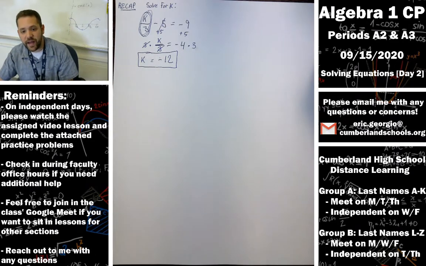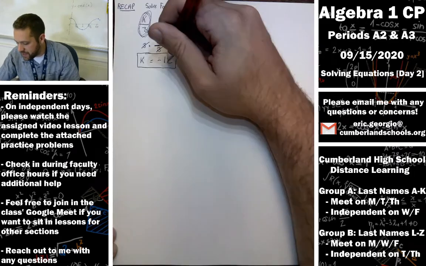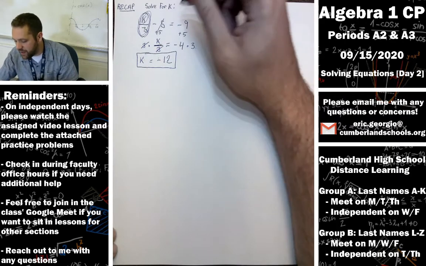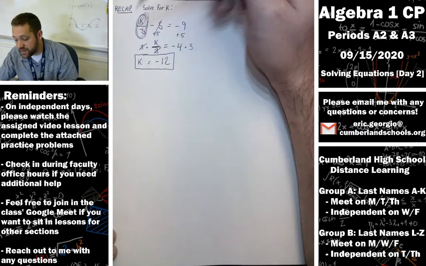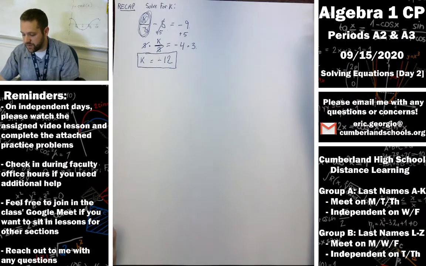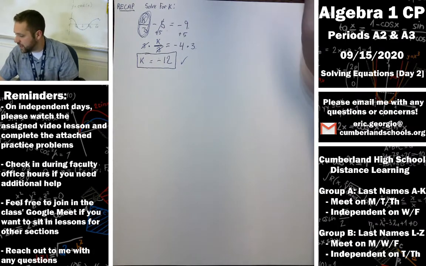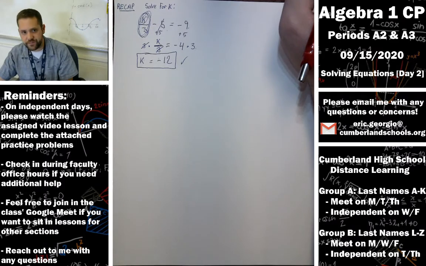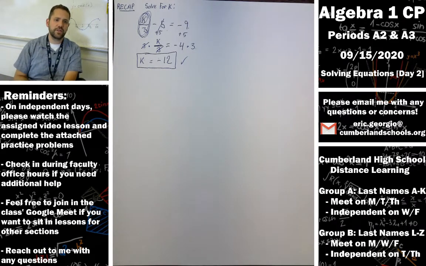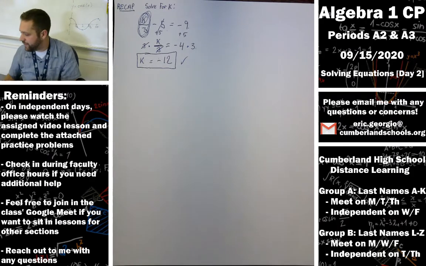And you could always go back and check your work if you need to. If you take negative 12 and plug it in for k, negative 12 divided by 3 is negative 4. Minus 5 gets us to our negative 9, so we can be sure that our work was accurate. Any questions about that at all? Seems like we're pretty A-okay with that.